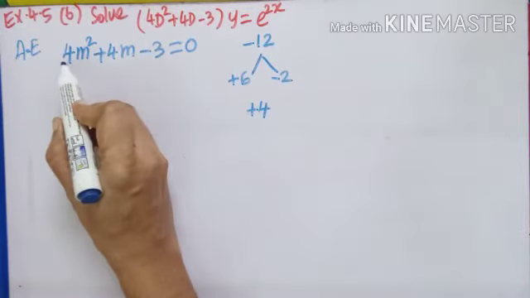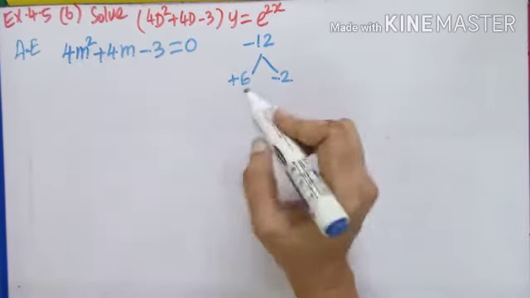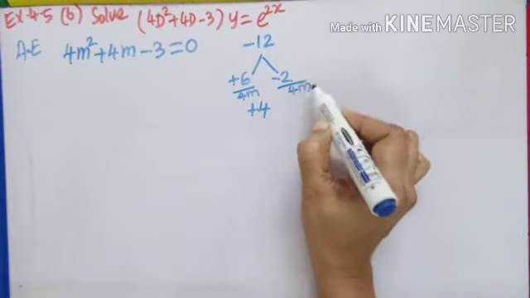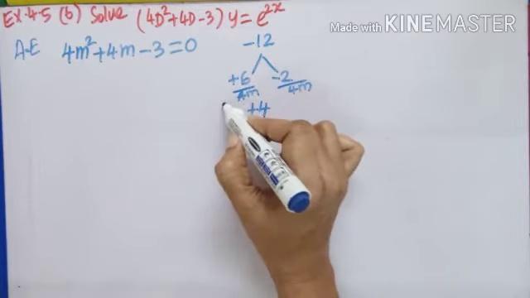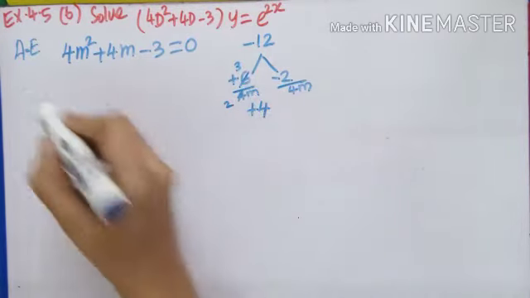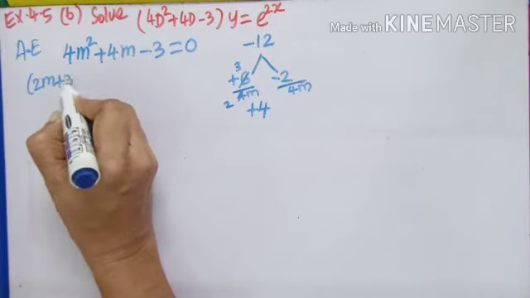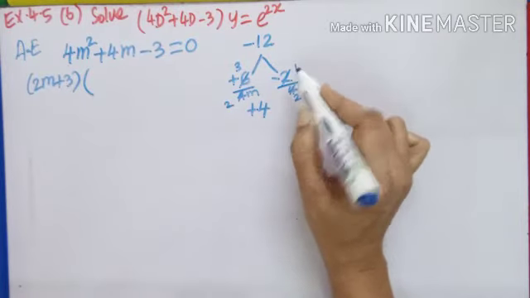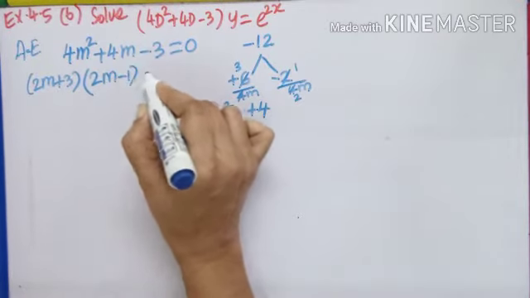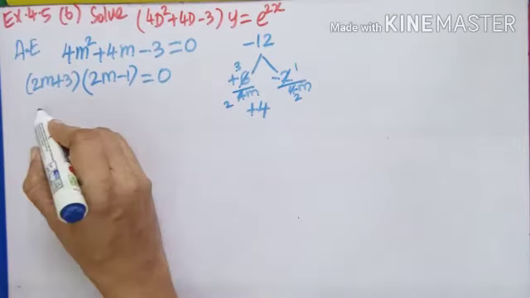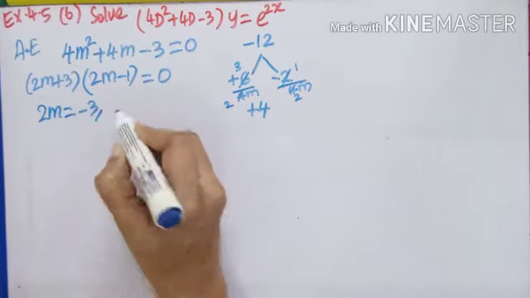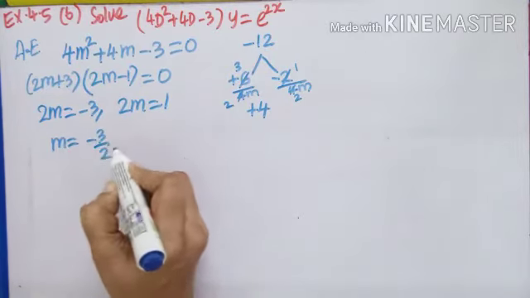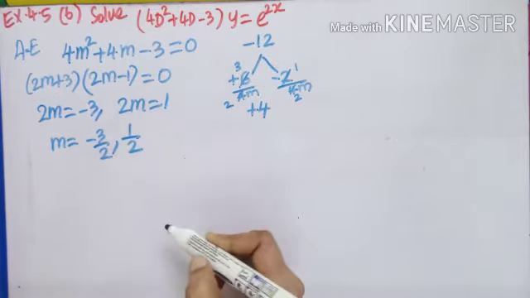Look at the first number, 4m square. To simplify, we write 4m by 4m and cancel. This is 2 times, 3 times. So I will write 2m plus 3 as the first factor. Again 1 time, 2 times. 2m minus 1 is the second factor, equal to 0. Or I get 2m is minus 3, 2m is 1. m is equal to minus 3 by 2 and m is equal to 1 by 2.